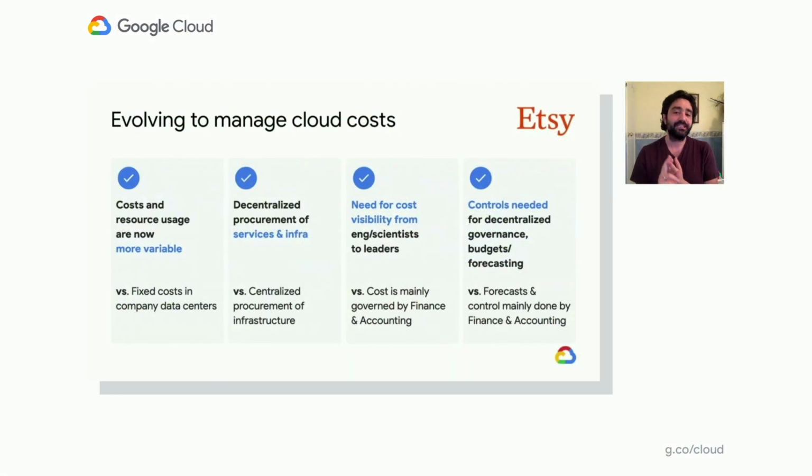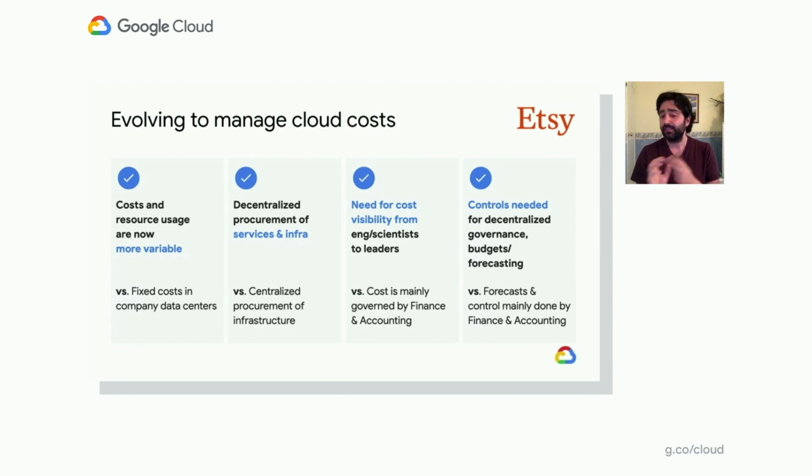The second change is associated with how we purchase cloud resources. If you want to think about it, in a cloud world, every developer or engineer has the ability to spend additional resources. In a way, we are having a decentralized procurement of cloud resources, where in the past, everything was centralized between a few folks within engineering and finance.